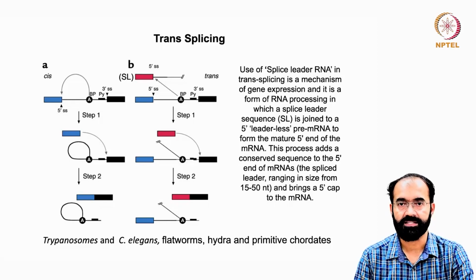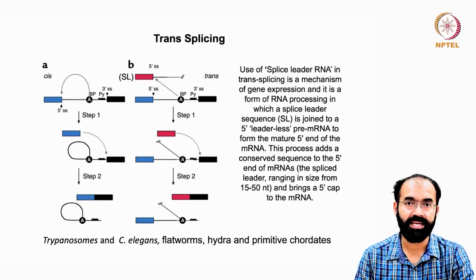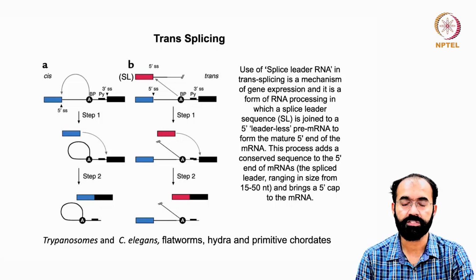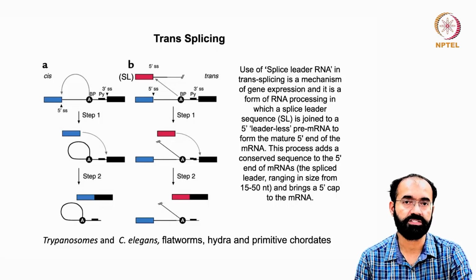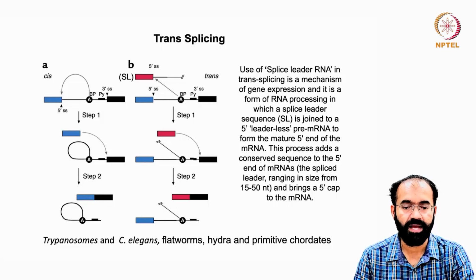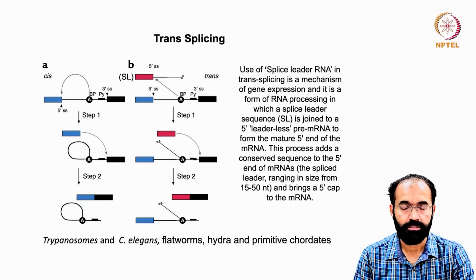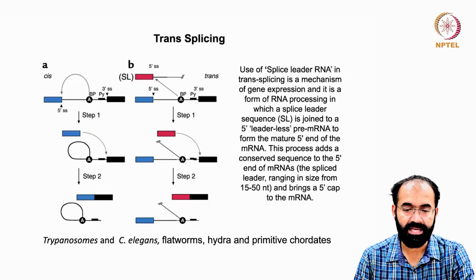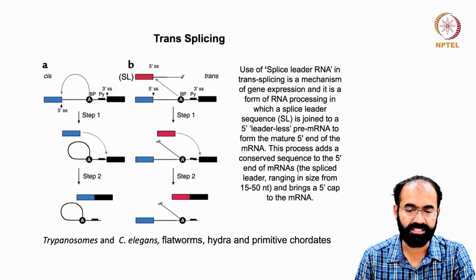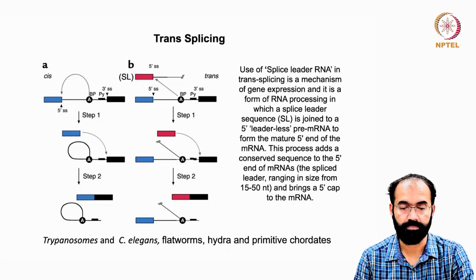In the same way, this trans-splicing provides some sequence to a given RNA which lacks the ability to have that sequence. This sequence is a must for the further processing of this RNA. So we have to understand the piece of RNA that provides this exon, and we call it a splice leader RNA, which contributes to the trans-splicing. It's a mechanism of gene expression and is a form of RNA processing.